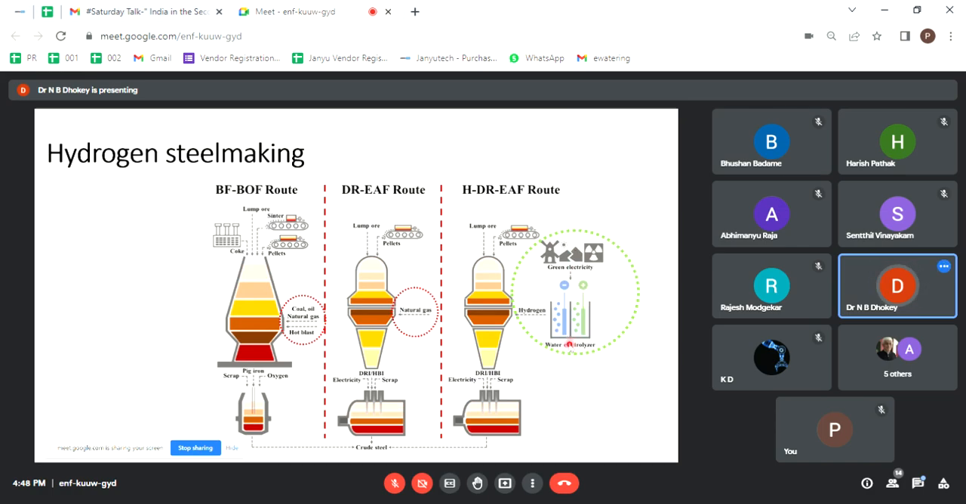So if you could make a circuit like this, then it will be truly a green steel, and this would take a few years to get to a commercial level. So you can say that simultaneous work is happening in all these spheres. In fact, at a laboratory scale, we were able to produce green steel in our college laboratory. But we'll have to scale up a little more and make a prototype at a later stage.